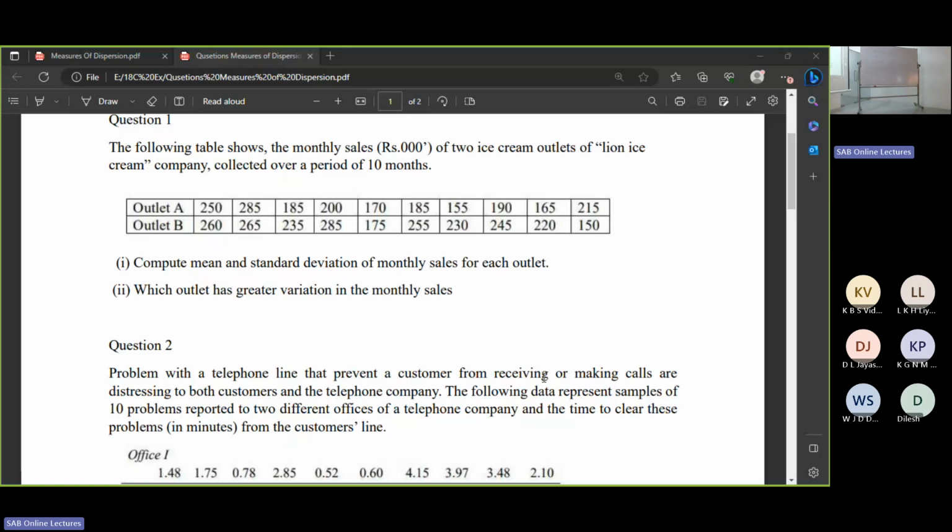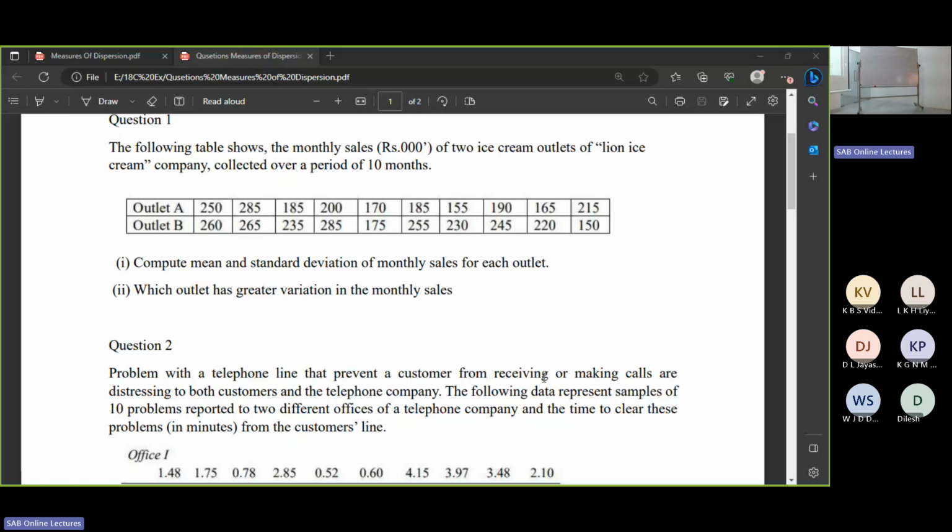What's the mean value of outlet A? 200. Outlet B, 232. Then the standard deviation, outlet A, 40.34. Then outlet B, 41.5. Okay. Then part 2 asks which outlet has the greater variation.